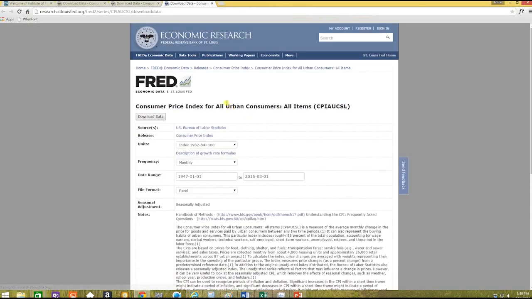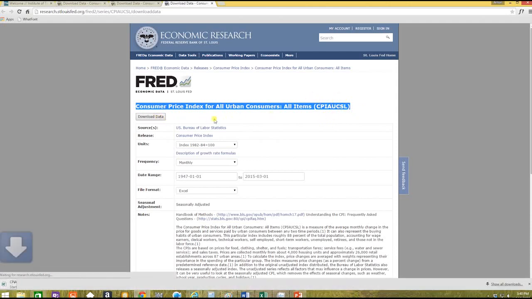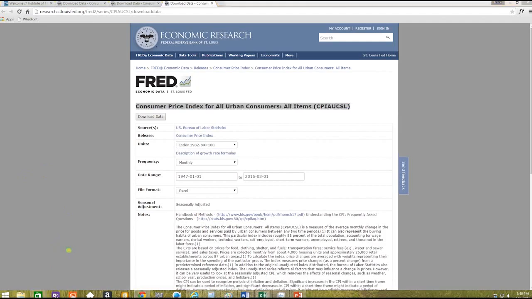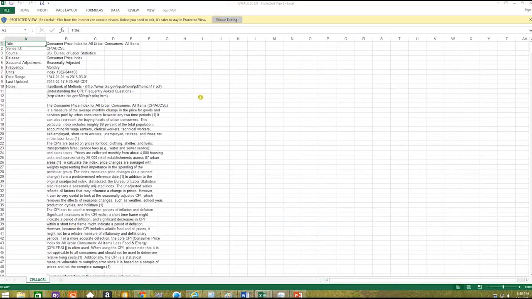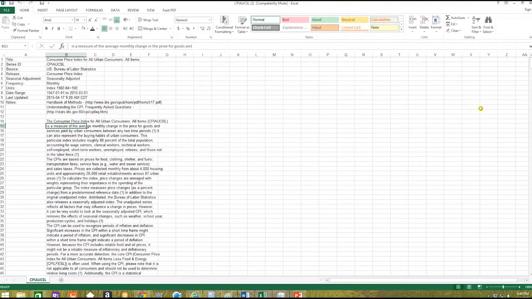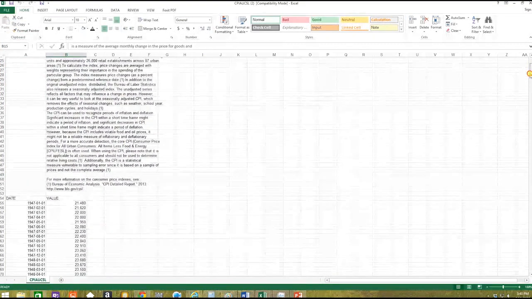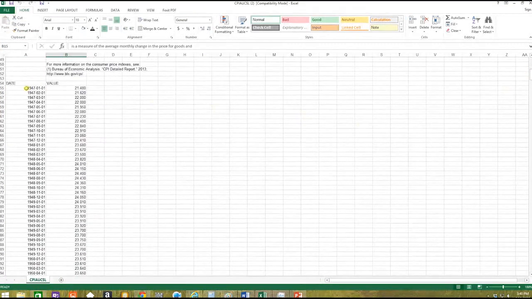and if we click on the link, that's going to take us to the St. Louis Fed and directly to the CPI all urban consumers, all items, so the CPI AUCSL. We can click on download data. This takes us straight to the spreadsheet, and this is the spreadsheet we want for the data going back all the way to 1947.